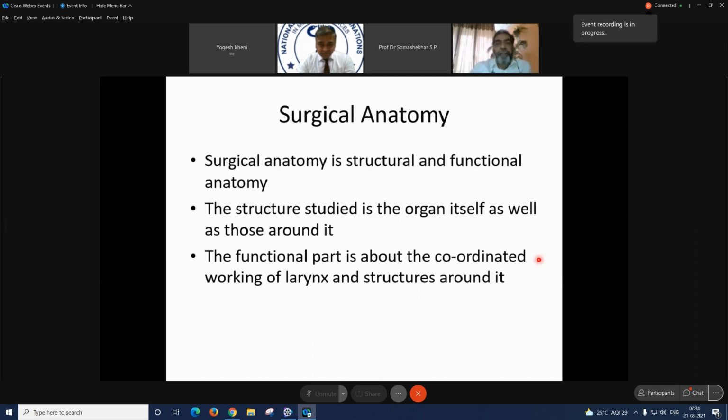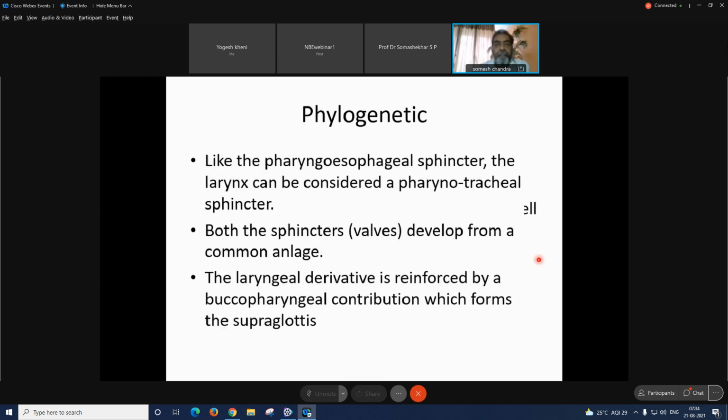So when we talk about surgical anatomy, it's not just the structure, but it's the functional anatomy also which needs to be understood. And what we study is not just the larynx, but where the larynx is placed. So the structures around it, because it needs to function in coordination with the structures around it, which are mainly the pharyngeal structures, the oropharynx and the hypopharynx, as well as the soft tissues of the neck. And the functional part is about the coordinated working of the larynx and structures around it.